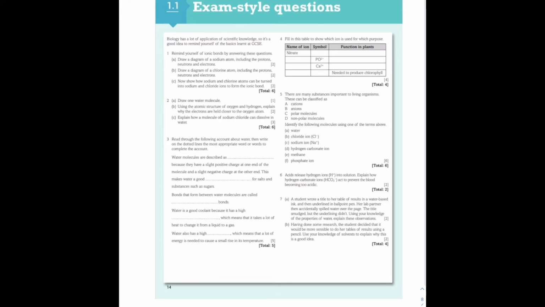Remind yourself of ionic bonds by answering these questions. Draw a diagram of a sodium atom including the protons, neutrons and electrons. Okay, so if we quickly do that, so that's the atom, 1, 2, 8, and there we go. Draw a diagram of a chlorine atom including the protons, neutrons and electrons. Okay, so that's the atom.